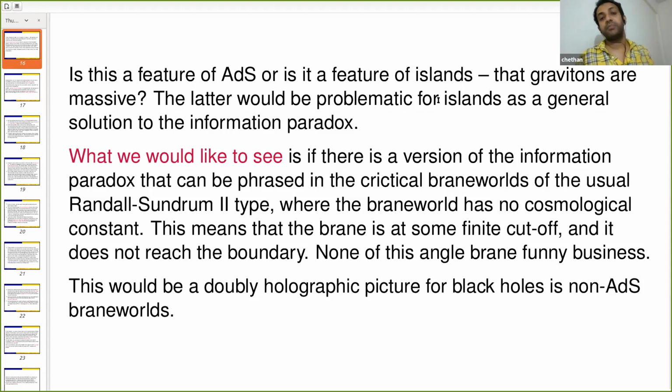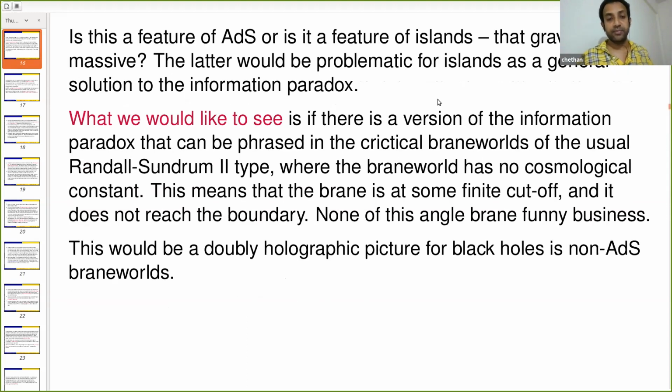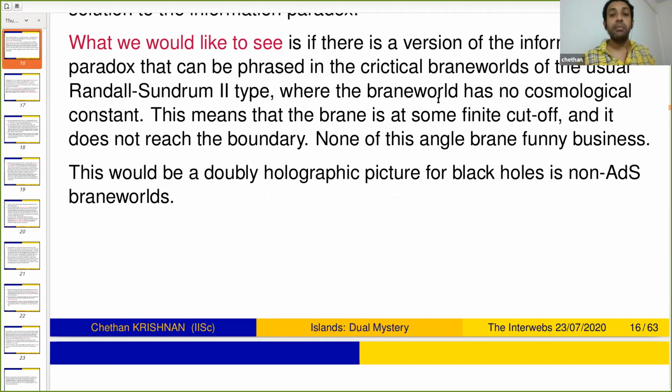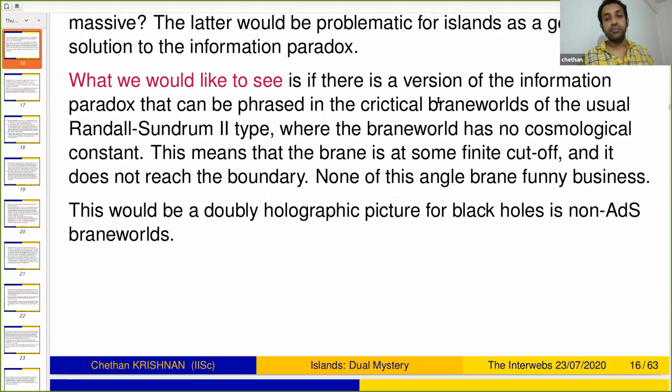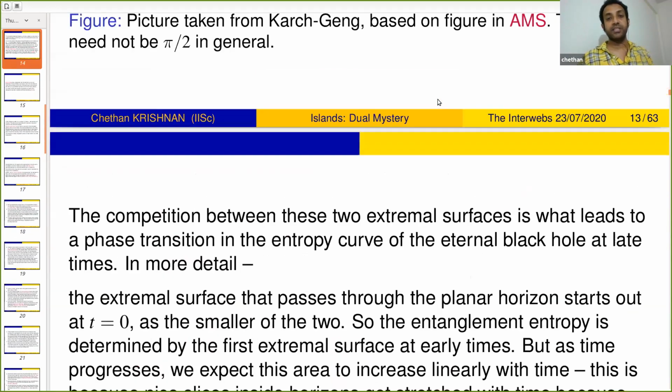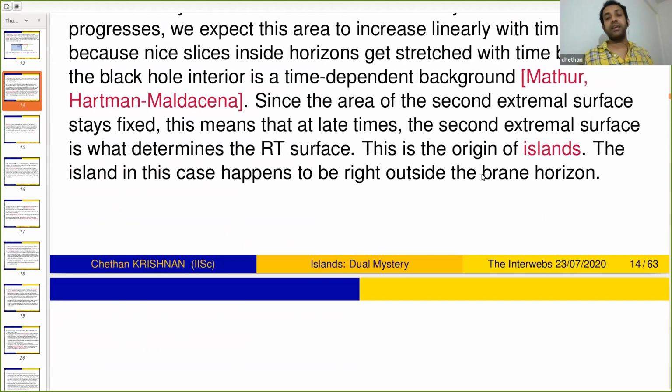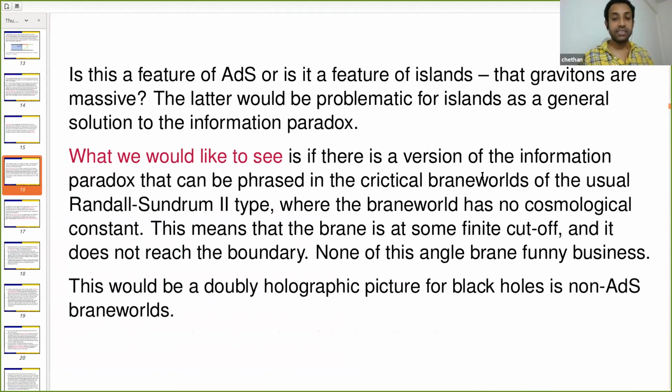So what we would like to have is a setup where G Newton is finite. One such example is this Randall-Sundrum 2 type of brane world, where it is basically just a cutoff in AdS. You have no cosmological constant on the brane, but the graviton is massless and G Newton is finite. So this is the kind of setup that we would like to look at. The question is whether we can have a doubly holographic picture for black holes in such non-AdS brane worlds. Is there any evidence at all for islands in this kind of geometry? Islands means, is there any extremal surface picture of the kind that I drew here, where two kinds of extremal surfaces naturally exist? Is there any possibility that we can find such two extremal surfaces in that context?